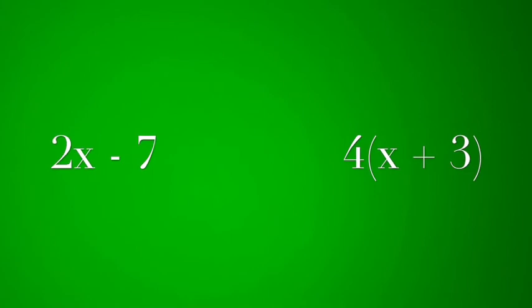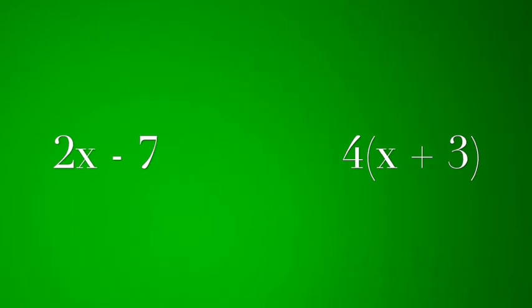So why do we care? Well, try these two. Can you figure out the words that would match these expressions? Pause your video. For the first expression, one possibility would be 7 less than the product of 2 and x. And for the second, you could say 4 times the sum of x and 3.